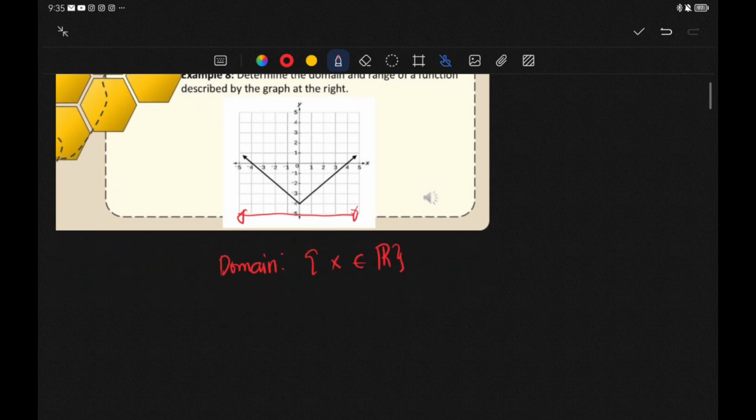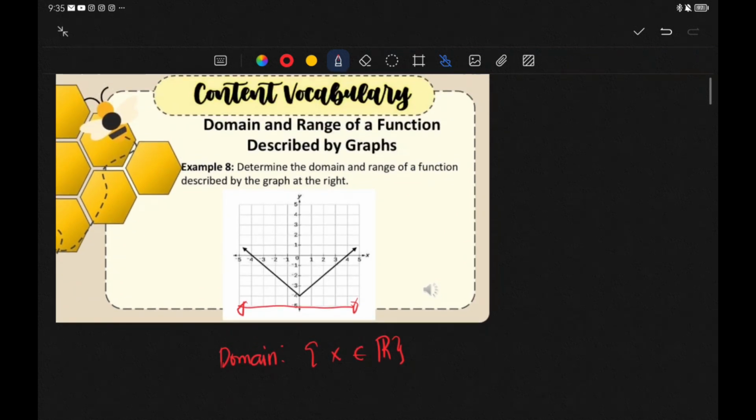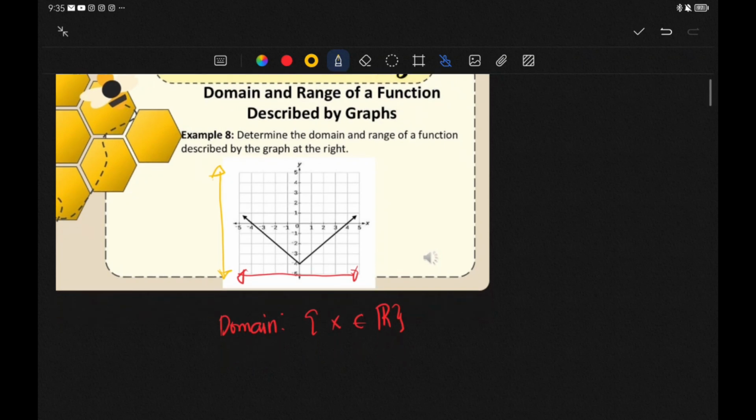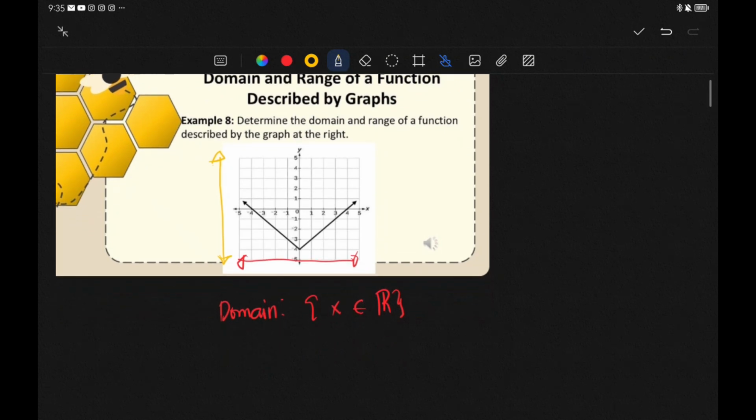Now for the range, look at the y values or outputs taken by the graph. So you are going to look vertically. So from the bottom going up, you can see that there are no gaps in the graph where it begins and it ends, but there is a restriction. Since the lowest y value is -4 here, that is the lowest y value.